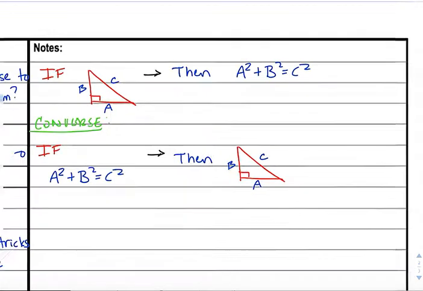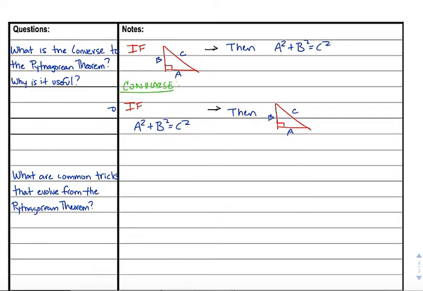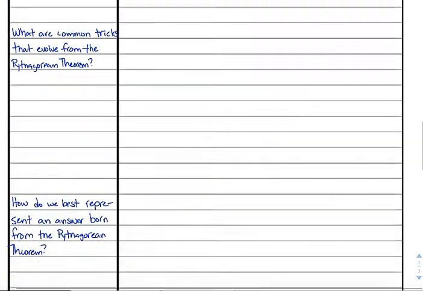Okay, and so the converse goes back from that. If you have a right triangle, then a squared plus b squared equals c squared. If you don't know what kind of triangle you have, but a squared plus b squared equals c squared, then you're going to have a right triangle. Now the reason why that's important.